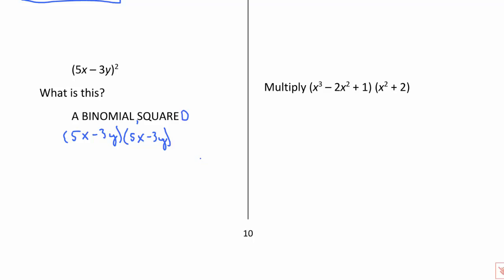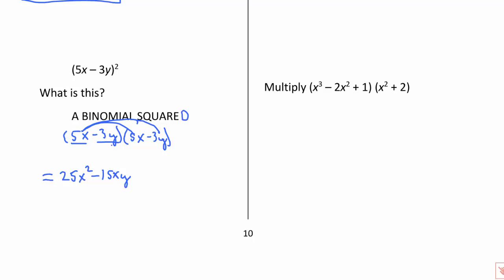In the next section, we're going to actually see how there are special products like this that allow us to write down the answer immediately. But for now, let's just use what we know. Distribute the 5x. 5x times 5x is 25x squared. 5x times negative 3y is negative 15, and the x and y must both appear, so we have xy.